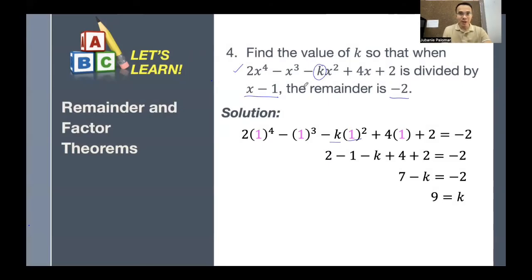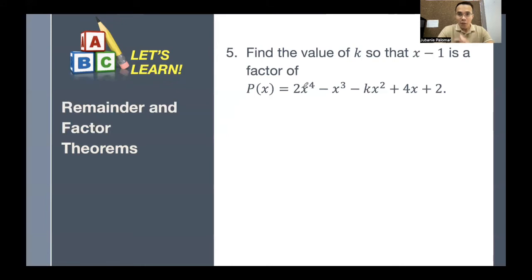All right, let's have number 5, the third example. Find the value of k so that x minus 1 is a factor of p of x. A given binomial is a factor of a polynomial if it gives us a remainder of 0. So we're still going to apply here the remainder theorem. Our divisor is x minus 1, and the value of x that makes this divisor 0 is positive 1.